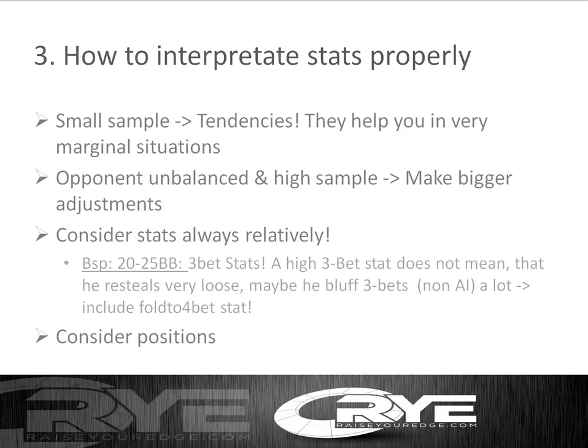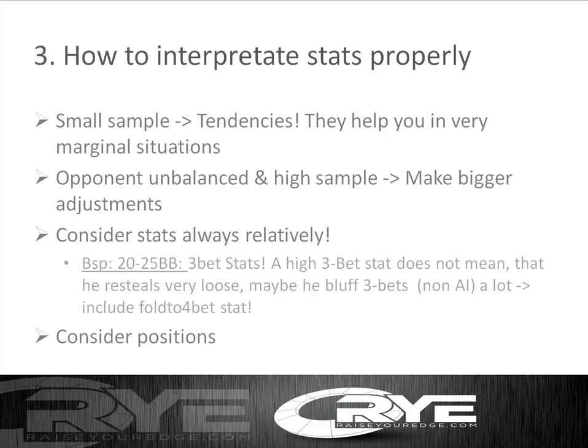You should just see his stats as tendencies. You should only make bigger adjustments when your opponents are really unbalanced and you have a high sample size, like earlier when we had the player with 6k hands. Preflop I think you need 800 to 1k hands, then you can make bigger adjustments when your assumptions are confirmed.